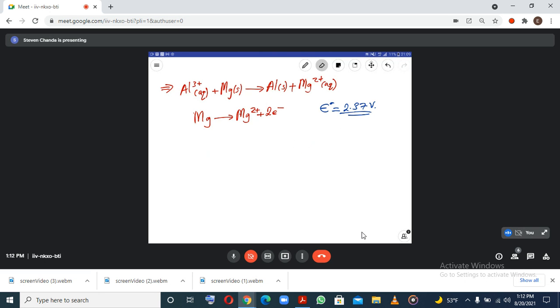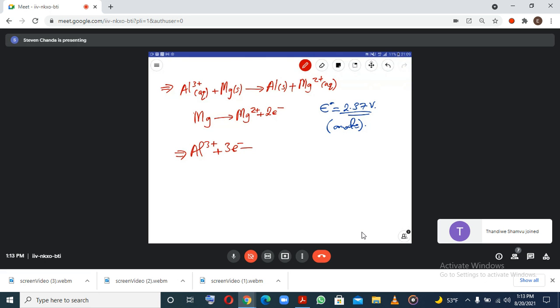And where does this happen? This happens at our anode. That's where oxidation happens. So we know that's our anode. So if we already have an anode, then the other one is going to be the cathode. So this reduction is going to be at the cathode. So it's going to be aluminium like that, right? If you want, you can put state symbols there.